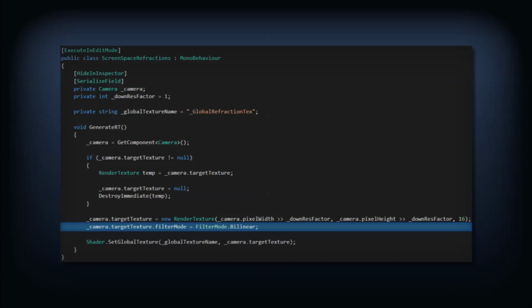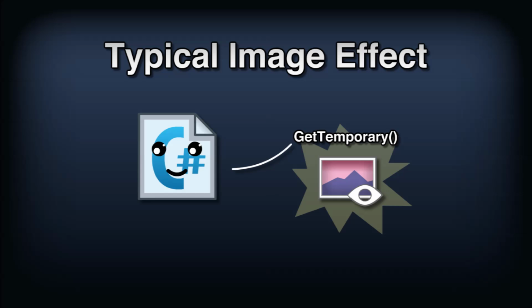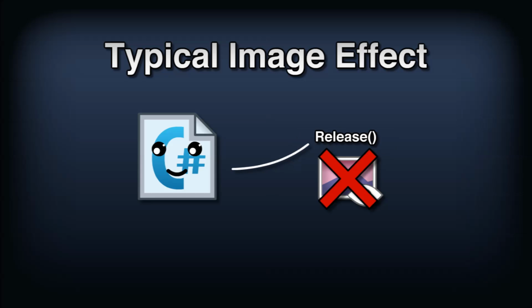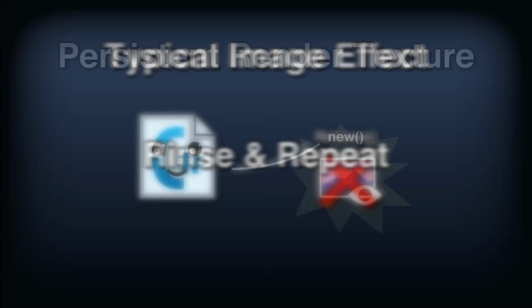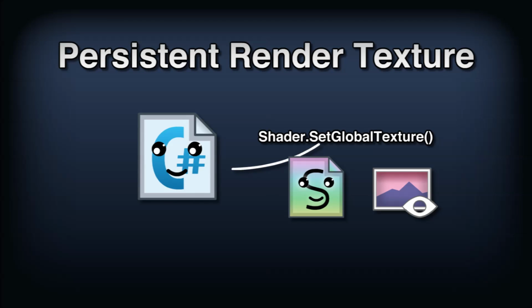And finally, we'll set a global texture to use in our shader. This last line is pretty cool. Usually our image effects are creating temporary render textures and blending them to the screen every single frame. But what we'll do here is give all shaders a global reference to the render texture. This only needs to be set once when the texture is created. From that point on, whatever the camera renders will be accessible from shader.